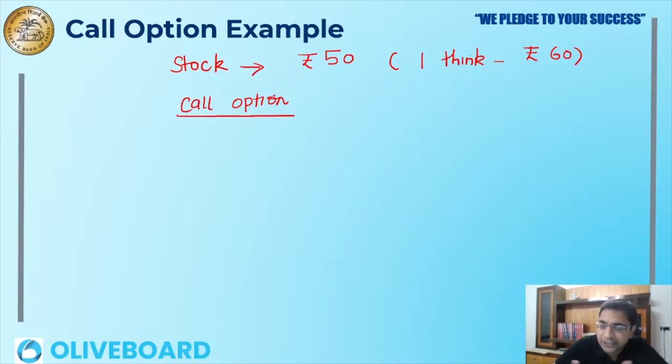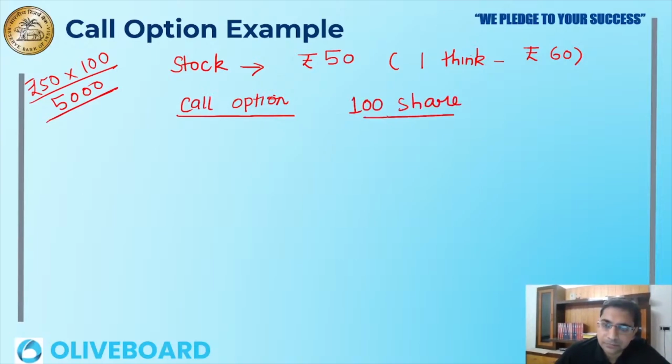Okay, it is not like that. If I say rupees 50 right now and I wanted to buy 100 shares, I would have to pay 5,000 rupees. No, I don't have to do that. Okay, I will say for these 100 shares I buy a call option.